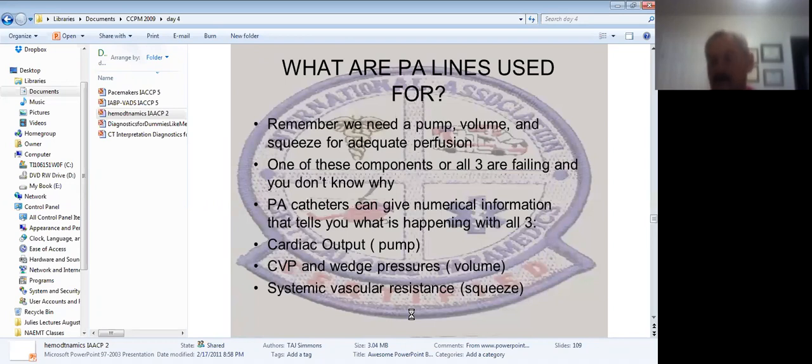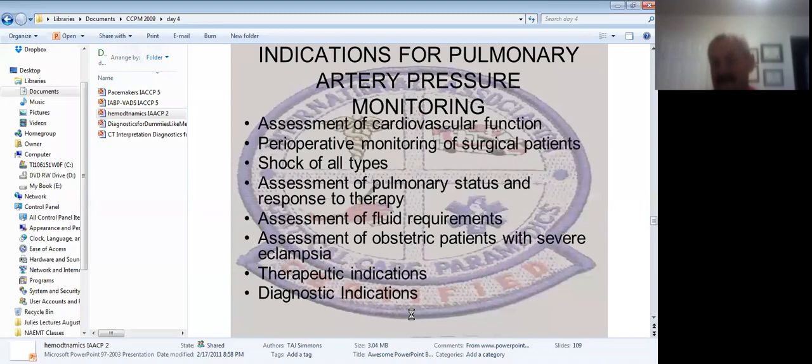So the idea is that in really low shock states with the Swan-Ganz, you can actually see what's working and what's not working, and it should allow you to direct your therapy at the problem, whether it's a pump problem, a volume or relative volume problem, or a lack of squeeze or too much squeeze problem. That's essentially why pulmonary artery catheters are used.